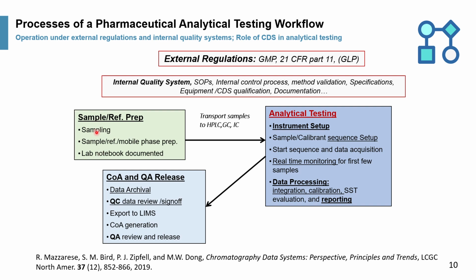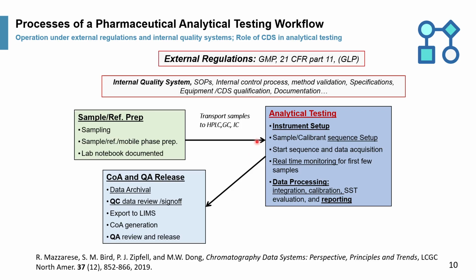We divide the workflow into three different segments. First is sample and reference standard preparation. This includes sampling, sample and mobile phase preparation, and also documentation through electronic notebook or lab notebook. And then, after the samples are prepared, transporting the vials to the analytical chromatographic system to perform analytical testing.